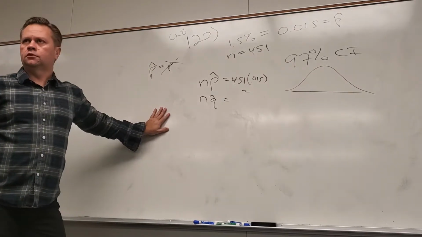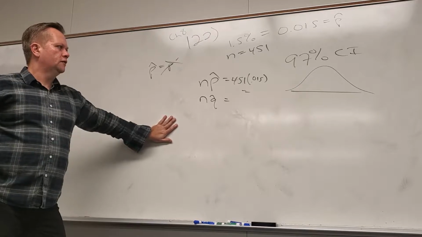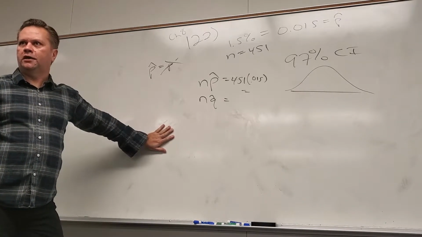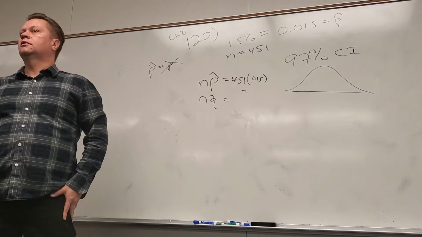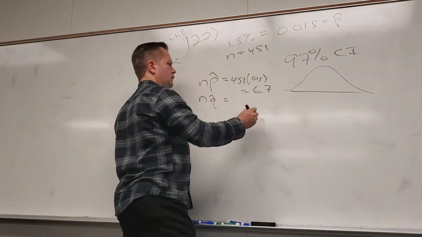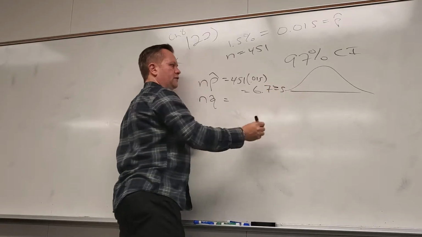What do you get when you do this? Is that 75? No, I don't know if I can do that in my head that quick. 6.7. Oh, all right, I have the decimal in the wrong place. 6.7. Is that bigger than 5? Yes, it's at least 5. That's the check.